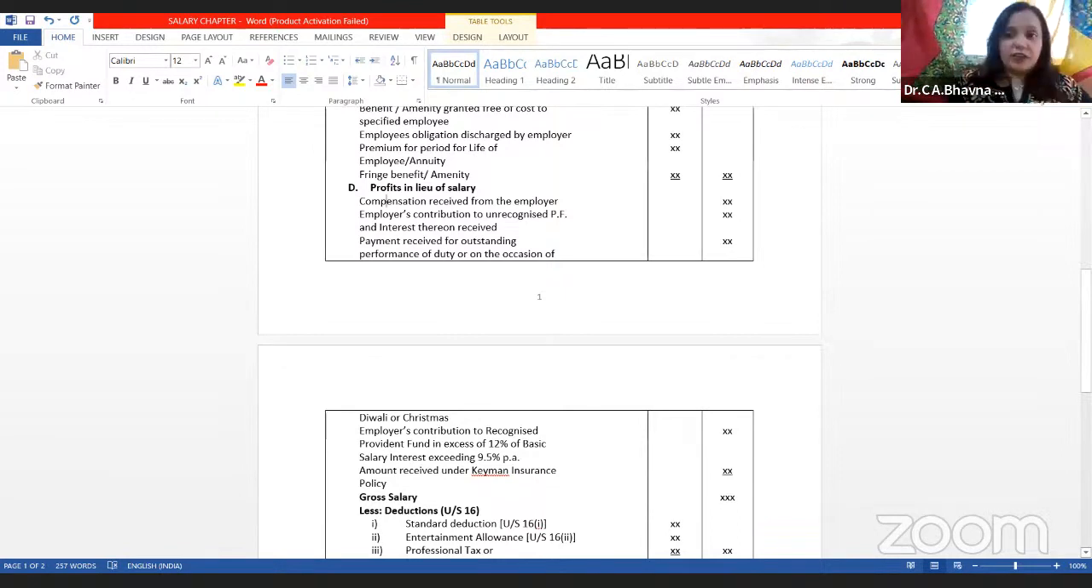Any amount received under a keyman insurance policy. Now, who is this keyman? Keyman is the most important person in an organization. If there is any keyman, like Mukesh Ambani for Reliance Industries, and a company makes a policy for that keyman, whatever amount he receives at the time of maturity would be taxable under the head salary. You will see ahead that if it is not taxable under the head salary, then it would be taxable elsewhere.